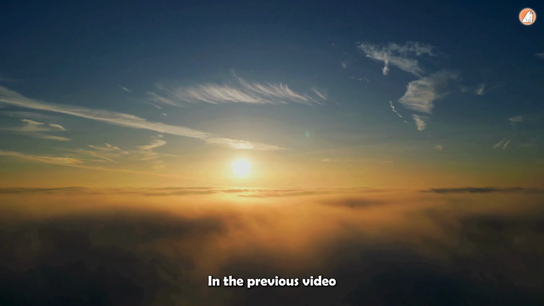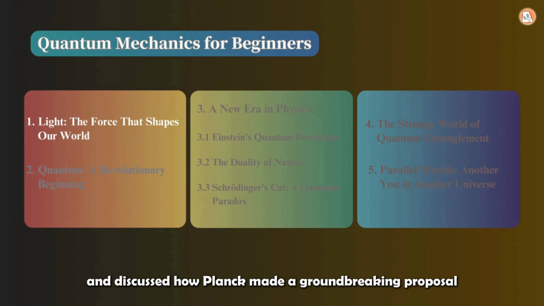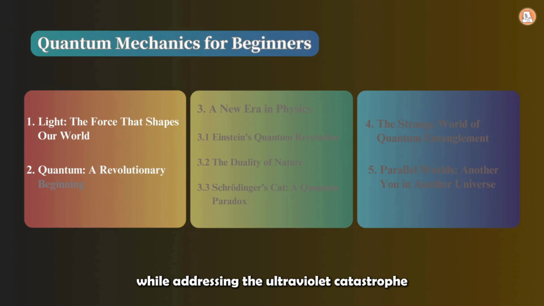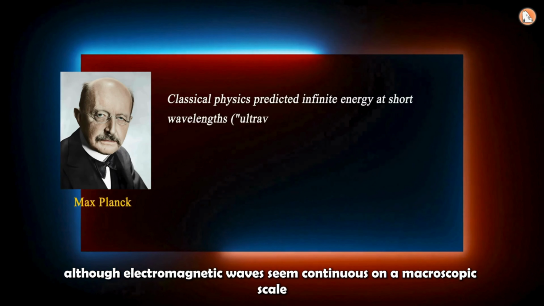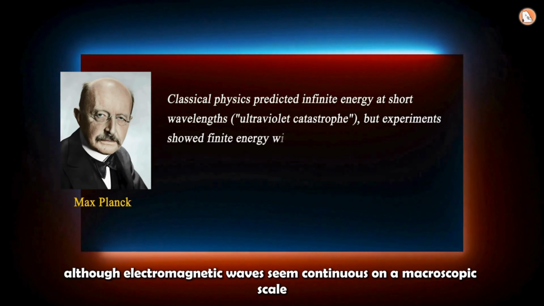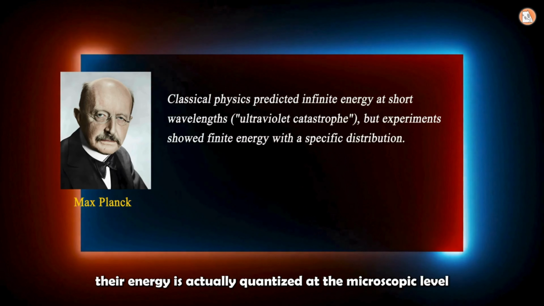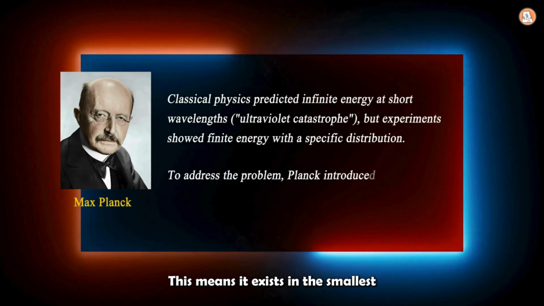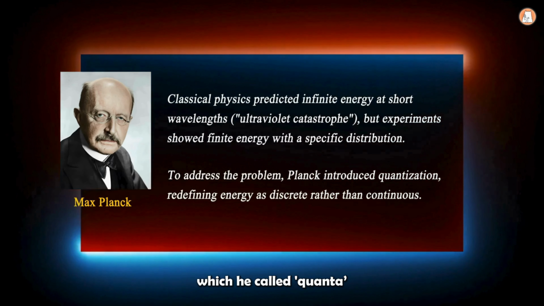In the previous video, we explored humanity's early understanding of light and discussed how Planck made a groundbreaking proposal while addressing the ultraviolet catastrophe. He suggested that, although electromagnetic waves seem continuous on a macroscopic scale, their energy is actually quantized at the microscopic level. This means it exists in the smallest, indivisible units, which he called quanta.